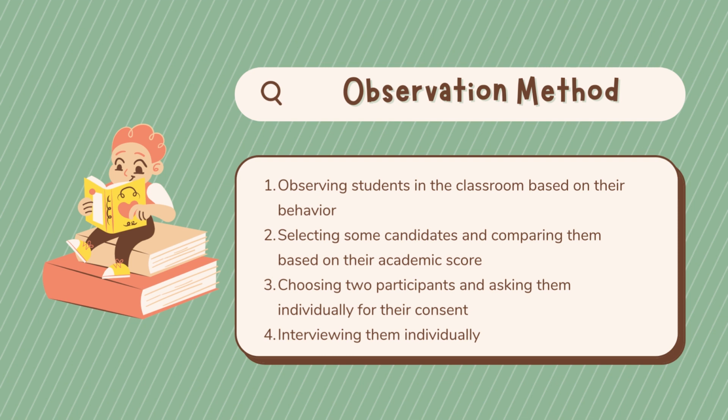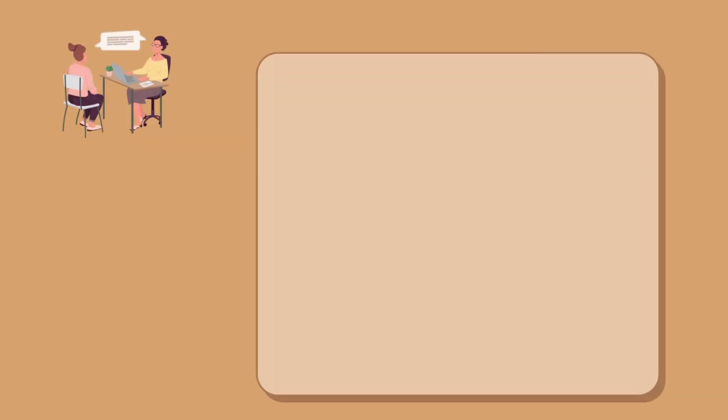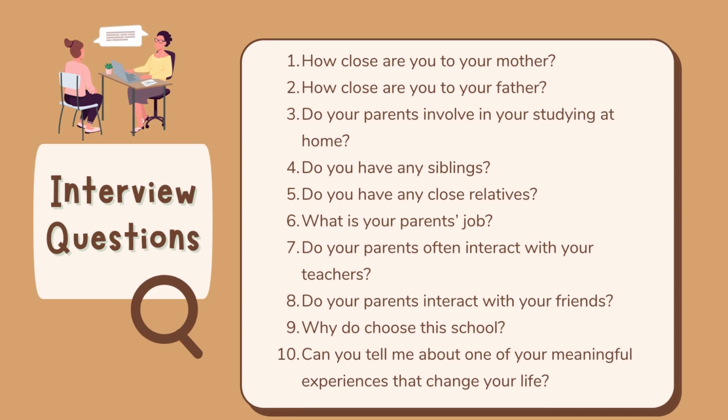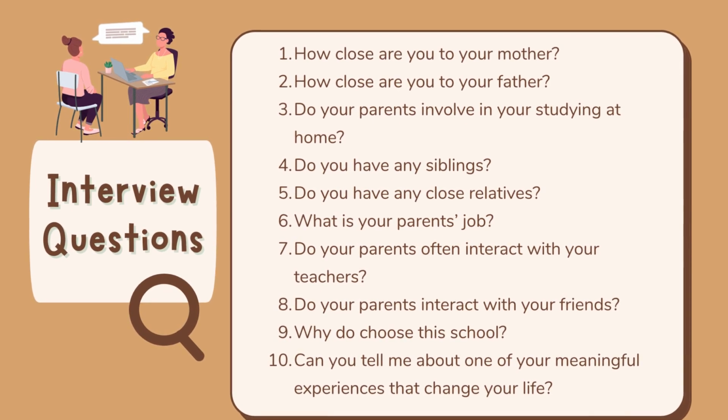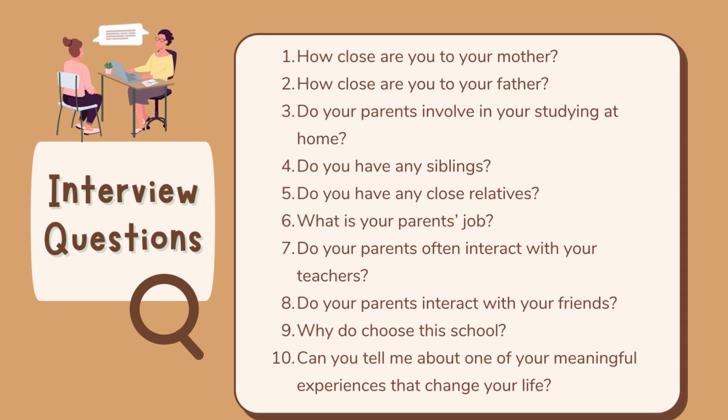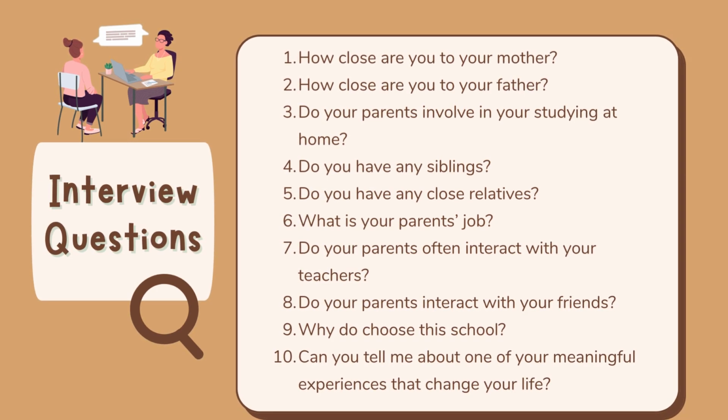After choosing the participants, the researcher asks for consent on whether they want to be interviewed or not, and whether the researcher can ask some personal questions or not. During the interview, the researcher asks them these 10 questions. Because time is limited to read them one by one and explain them, you can pause the video and read them by yourself. The main points are that the researcher asks about their family situation, the reason why they chose this school, and their life motto.